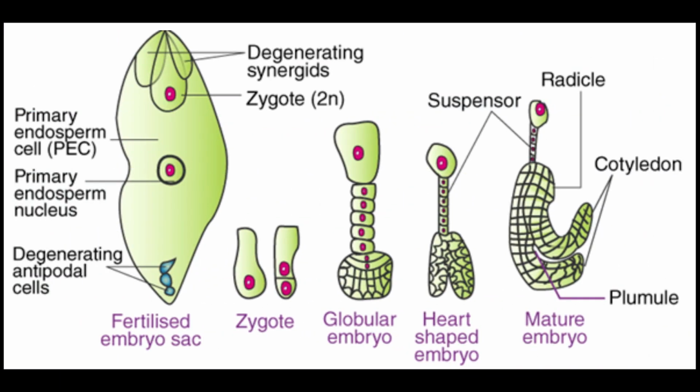This proembryo, which is formed from the zygote, then becomes a globular structure, and then a heart-shaped structure, which is followed by the formation of the mature embryo. You can see it in the figure. The zygote gives rise to the proembryo, which develops into a globular structure, then a heart-shaped structure, and finally the mature embryo is formed.